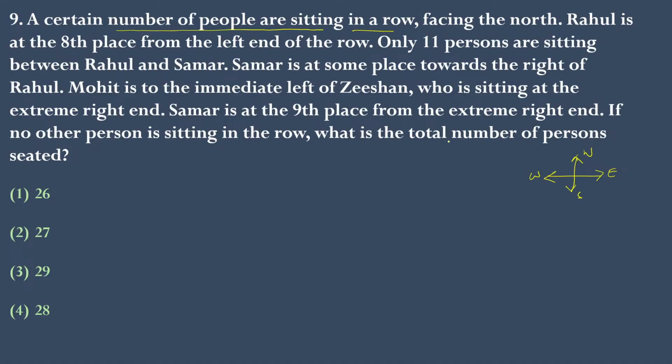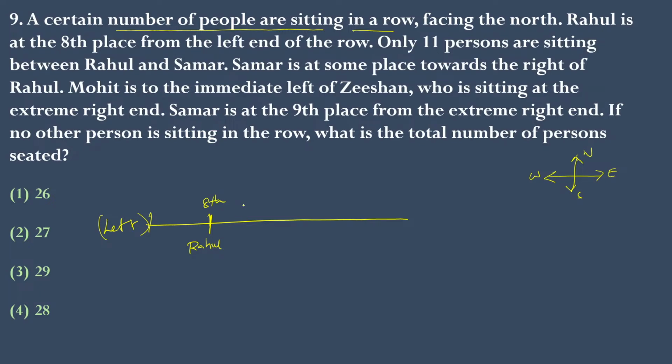Facing north. Rahul is 8th place from the left end. So I am writing directly 8th place. Rahul is there here, 8th from the left. Okay, Rahul is 8th place from the left end of the row.